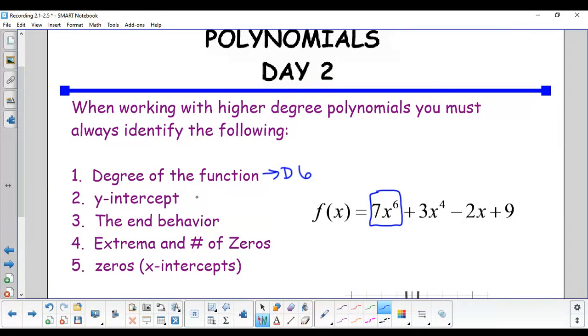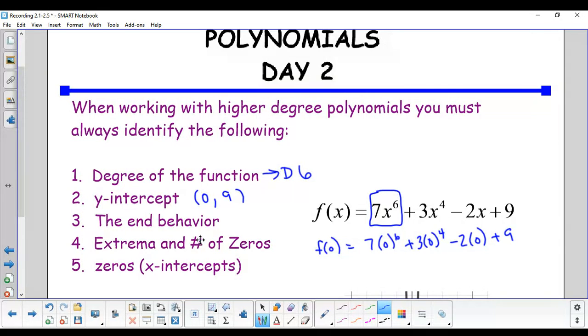Next, we can identify the y-intercept very quickly when it's written in standard form, as the y-intercept means plug 0 in for all the x's, and what do you get out? So if I plug in 0 for all the x's, I would get 0 to the 6th, which is 0, 0 to the 4th, which is 0, 2 times 0, which is 0, plus 9, which basically tells me my y-intercept is 9.